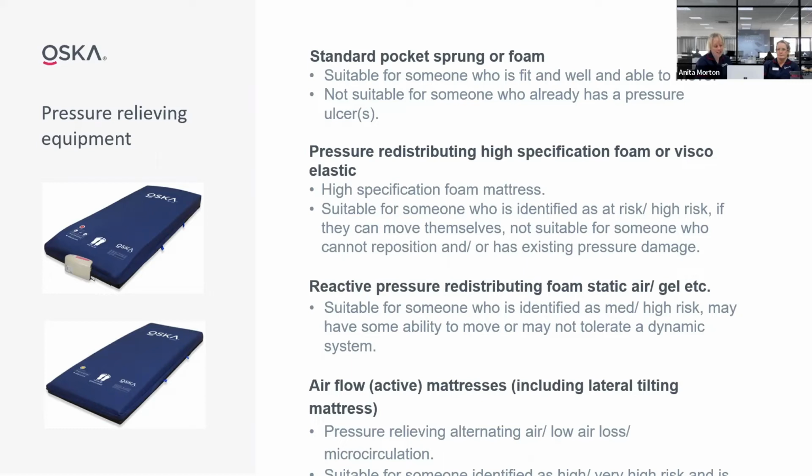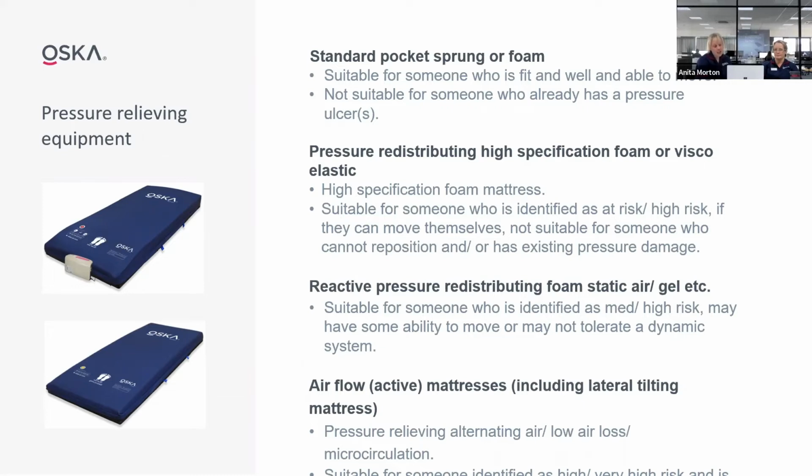So I suppose the first line mattress, and we're probably talking more community-based than anything else with this starting point of mattresses, because these are the mattresses that we tend to see patients on in their own home, because they're the mattresses they've bought, sort of mattresses that you and I will be using. And these are the standard pocket sprung or even foam, those memory foam type mattresses that we all have at home. And they are suitable for people who are fit and well, able to move. They're certainly not suitable for someone who isn't able to move, and certainly for anyone who has any pressure ulcer or even risk of pressure ulcer at that point. So for you community nurses and healthcare professionals out there, you may well be seeing patients on these.